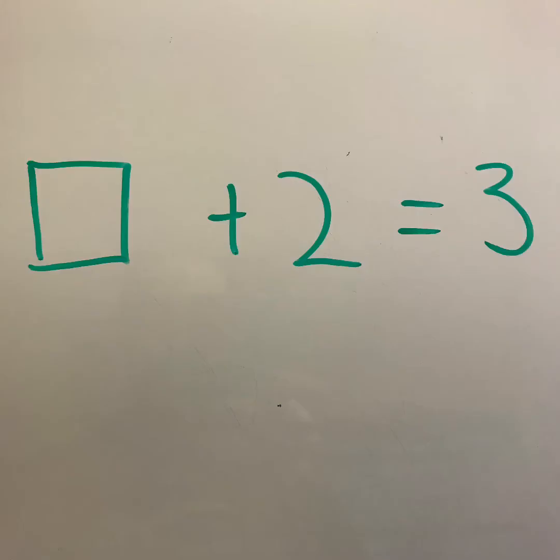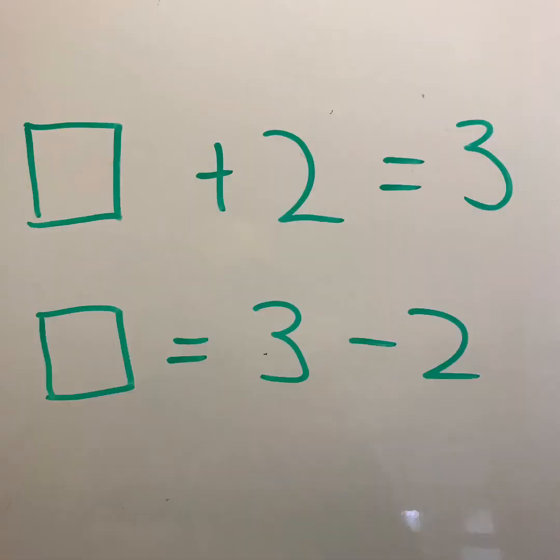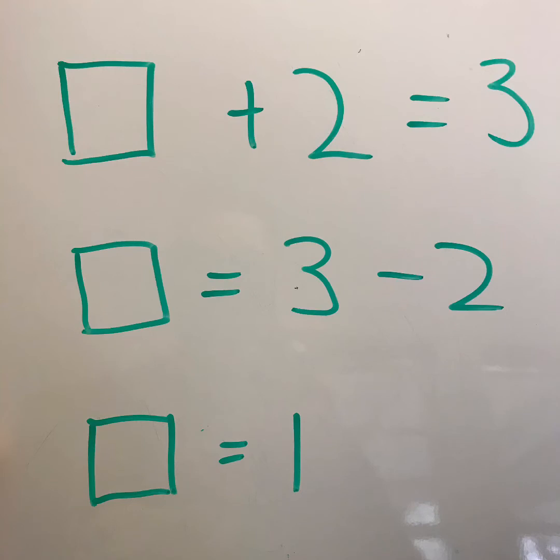Now, the learning intention today was to be able to use addition and subtraction in any number sentence to find an unknown quantity. So using our same easy problem from before, something plus 2 equals 3, we want to find out what that square equals. If we move our plus 2 to the other side of the equal sign, it becomes a minus 2. So now the square on its own, which is what we want, equals 3 minus 2. And of course our square equals 1, because back to the top of the sum, 1 plus 2 equals 3.